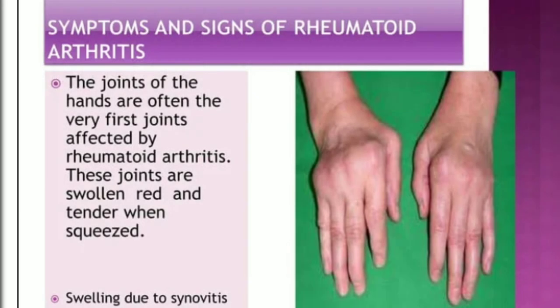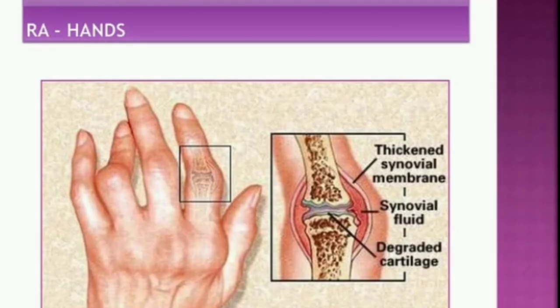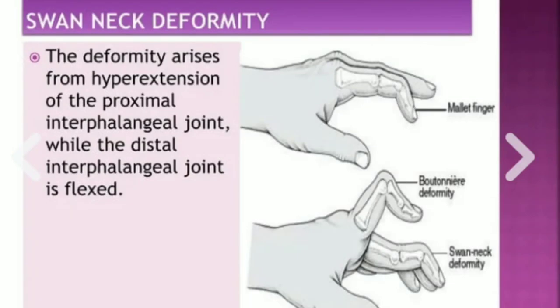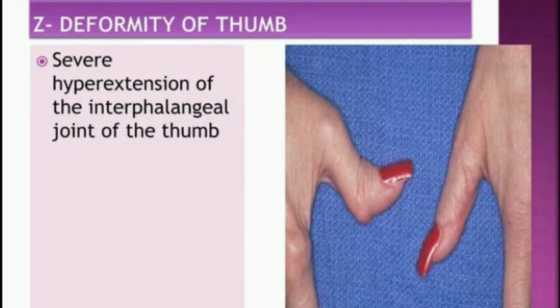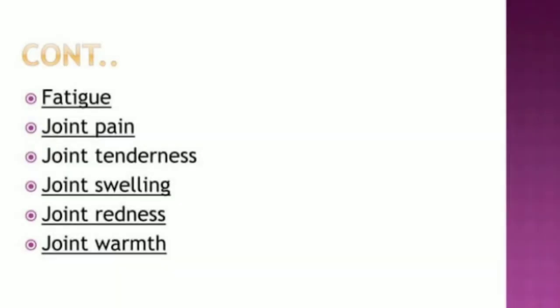Signs and symptoms of rheumatoid arthritis. The joints of the hand are often the very first joints affected by rheumatoid arthritis. Thickening, swan neck deformity. The deformity arises from hyperextension of the proximal interphalangeal joints. Mallet finger is a simple flexion deformity of the distal joint. Severe hyperextension of the interphalangeal joint of the thumb.